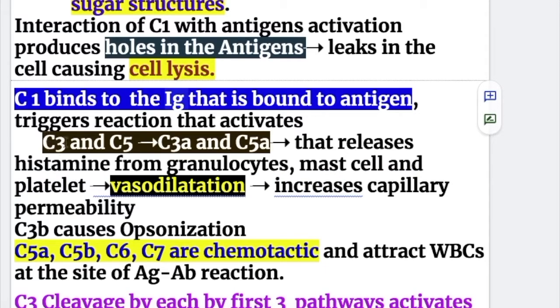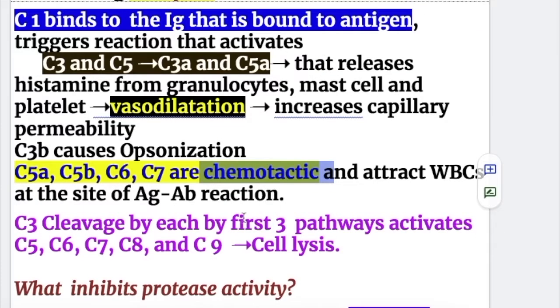That causes activation of C3 and C5 and converts them into C3a and C5a, and that releases histamine from granulocytes, mast cells and platelets, leading to vasodilatation and increased capillary permeability. C3b causes opsonization, and C5a, C5b, C6 and C7 are chemotactic and attract WBCs to the site of the antigen-antibody reaction. C3 cleavage by the first 3 pathways activates C5, C6, C7, C8 and C9 that leads to cell lysis.